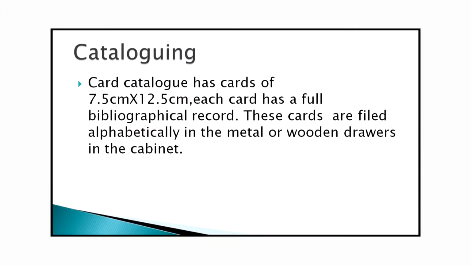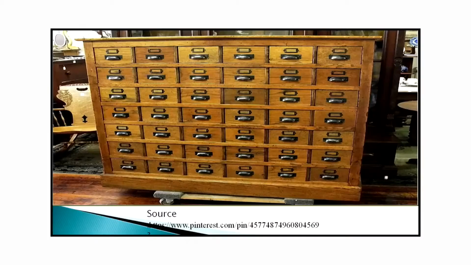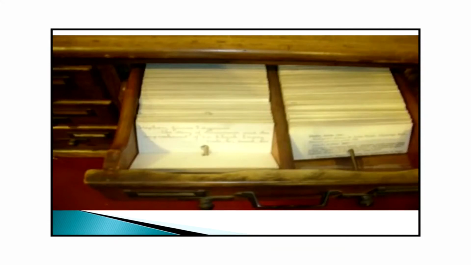Cataloging. Under the same division, card catalog has cards of 7.5 centimeter into 12.5 centimeter. Each card has a full bibliographical record. These cards are filed alphabetically in the metal or wooden drawers in the cabinet. The picture on the screen shows the wooden card cabinets. Some of the libraries still use these cabinets for holding the card catalog. This picture on the screen shows an open card cabinet. That means one of the drawers is open and this is how cards are held in the drawer.